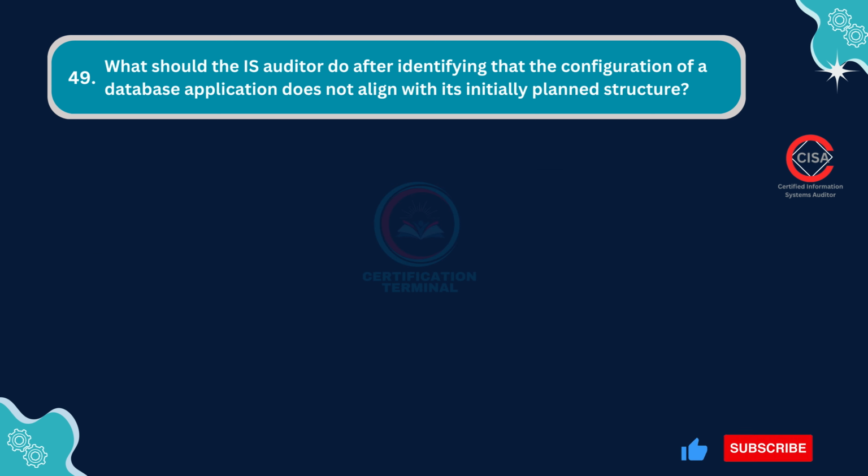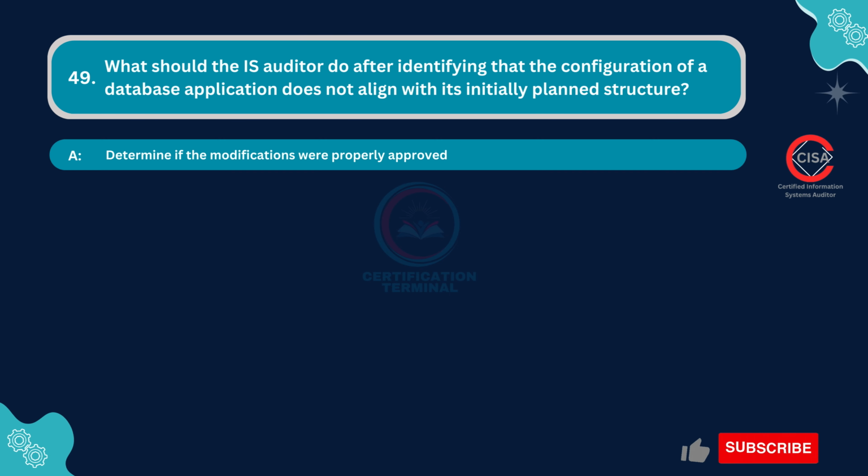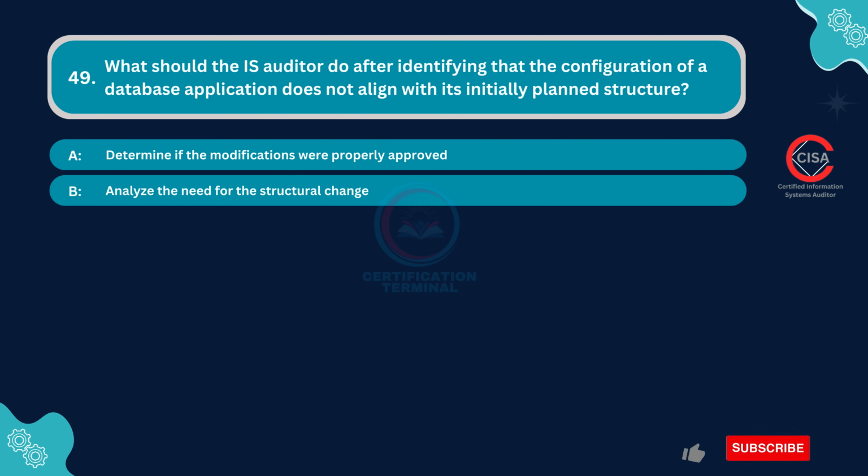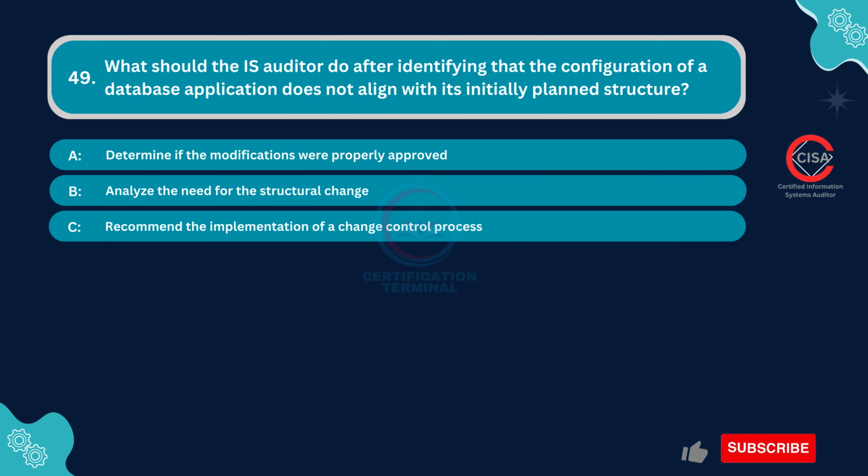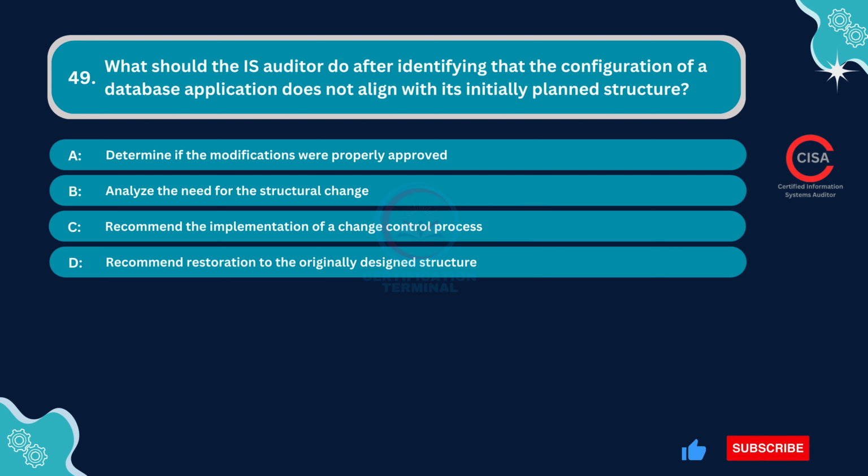Question number 49. What should the IS auditor do after identifying that the configuration of a database application does not align with its initially planned structure? Option A. Determine if the modifications were properly approved. Option B. Analyze the need for the structural change. Option C. Recommend the implementation of a change control process. Option D. Recommend restoration to the originally designed structure.